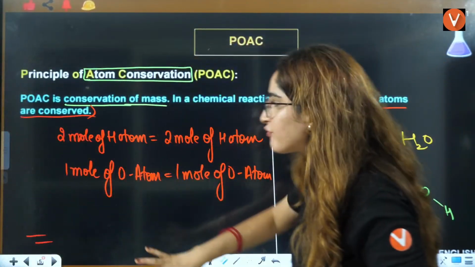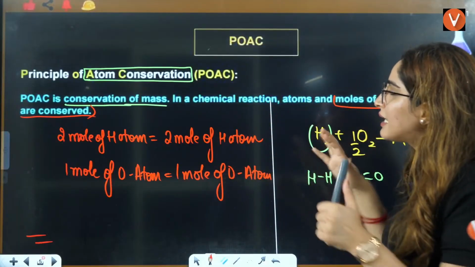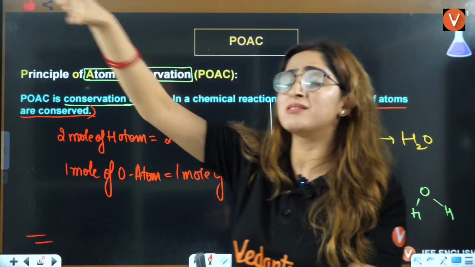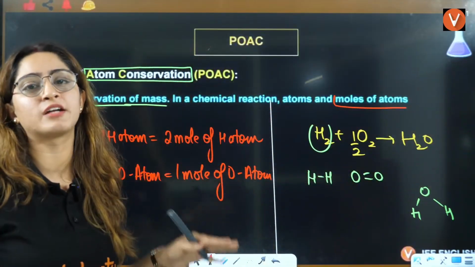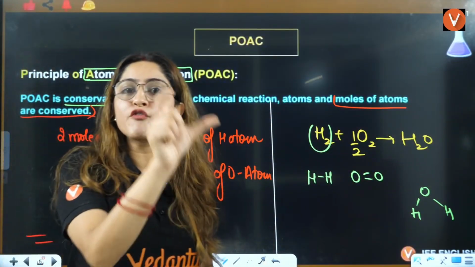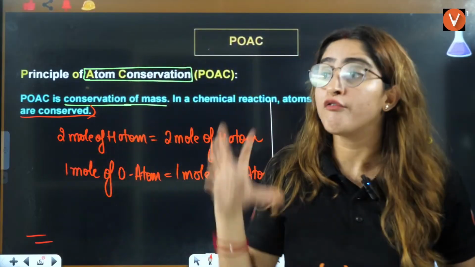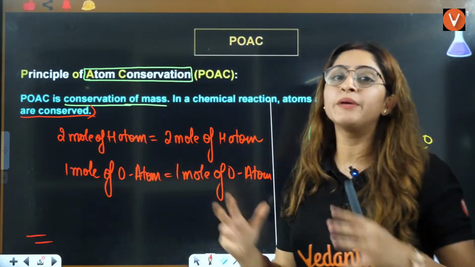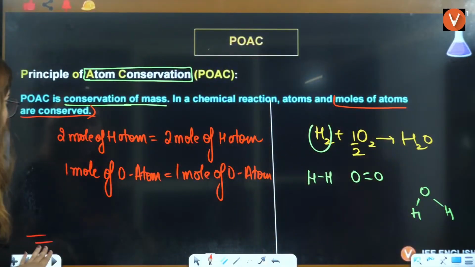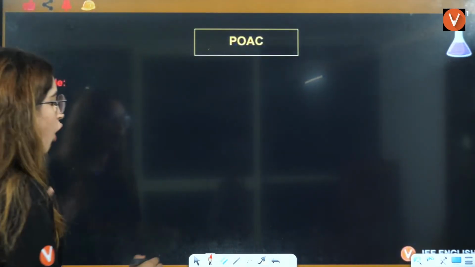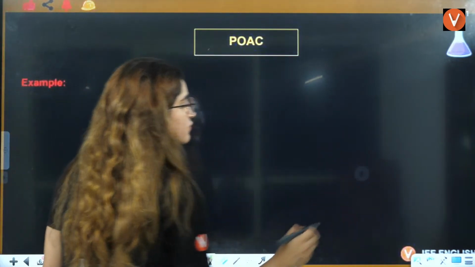Tell me one thing, if that is clear to you, that I am saying from the law of conservation of mass that moles of atoms are conserved. Moles of atoms I am talking about. We are going to talk about atoms here, right? So now let's see how to apply this, okay? How we will apply the principle of atomic conservation, right?